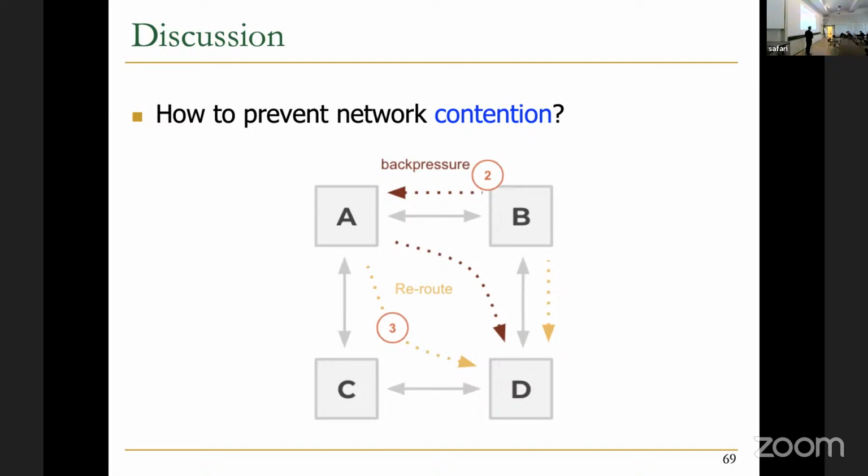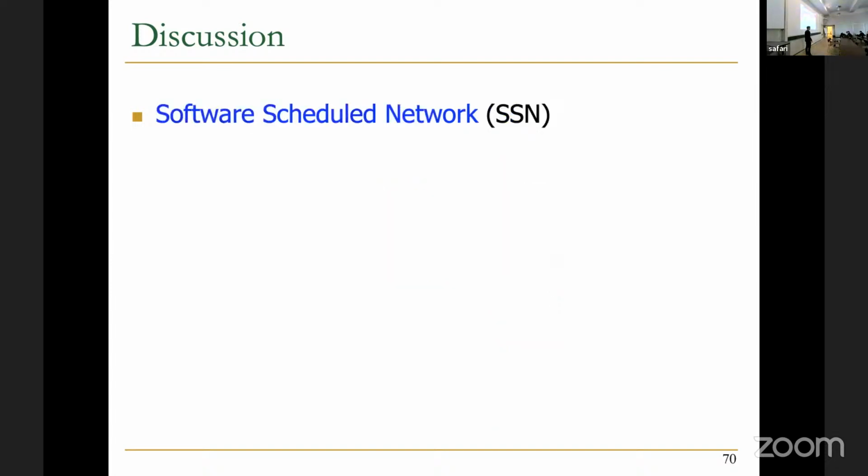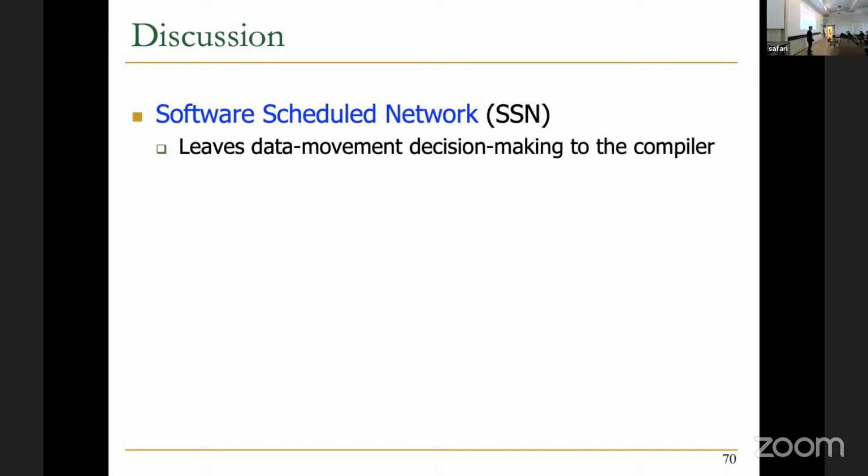This is happening because each of these different chips computes their ideal routing on their own. So they have no idea what the other chips do in this network. This is also why A does not know that the link between B and D is already utilized. And the solution to this is to use software scheduled networks. This means that the data movement decision making is left to the compiler. And this essentially works because the TSP is designed to be deterministic. Everything is controlled by the compiler anyway, so we can also control this data movement decision making by the compiler.